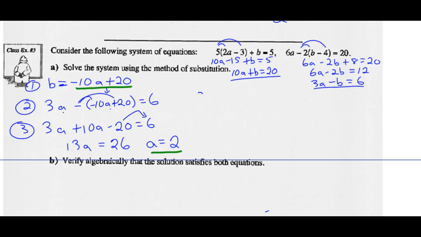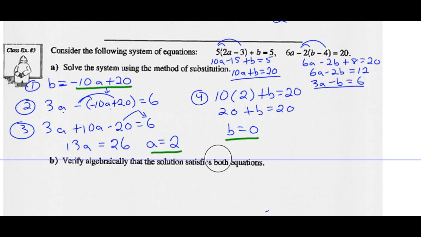That was step 3. Step 4 says I should take that value for a, substitute it back into the first equation, and find the corresponding value for b. So 10 a's plus b is supposed to equal 20. And we're told a is 2. So 20 plus b is supposed to equal 20. Minus 20 from both sides, and b is 0.